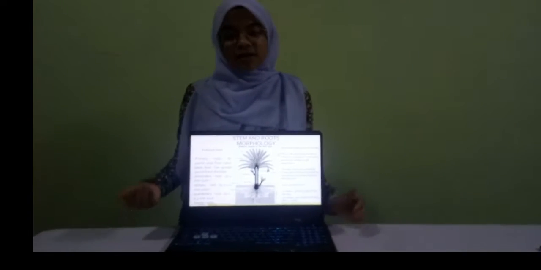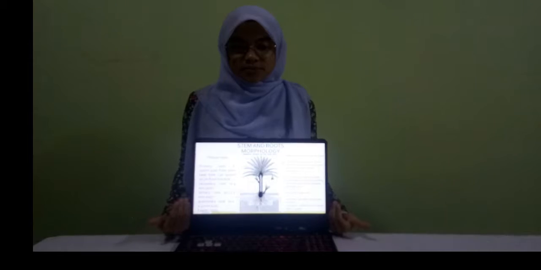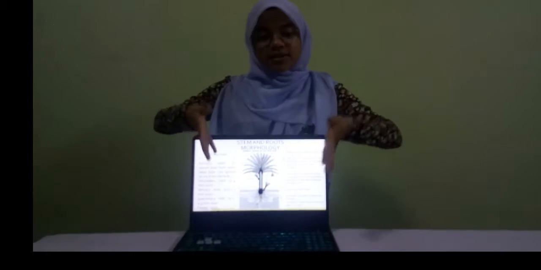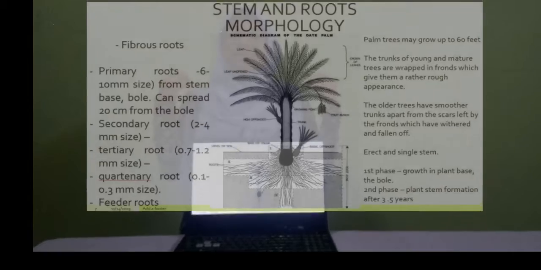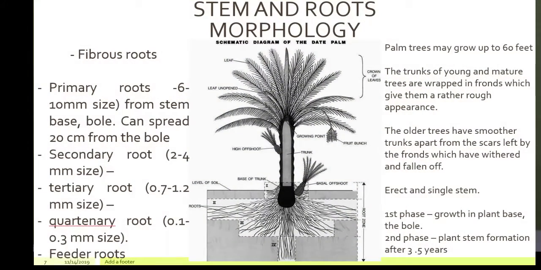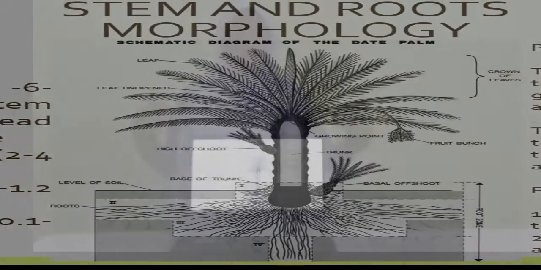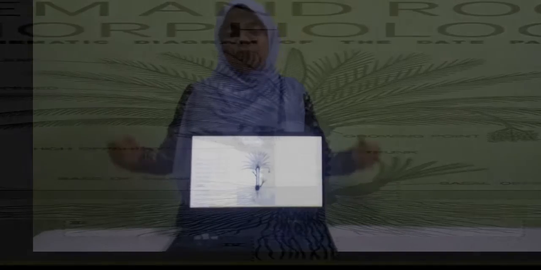Next, I'm going to tell you about the stem and roots morphology. As you can see, the oil palm tree may grow up to 60 feet in the wild, but commercially it is not allowed to reach 60 feet because it would cause trouble for harvesting.